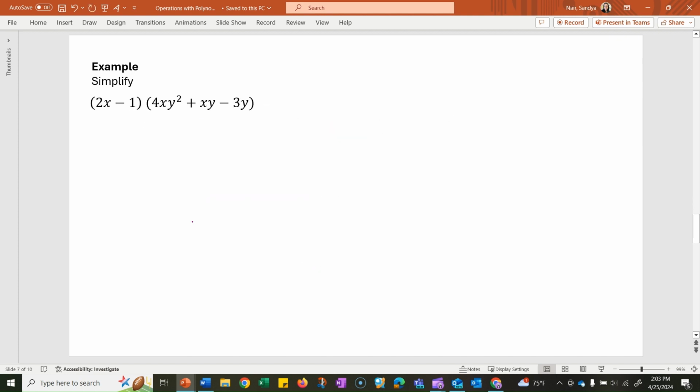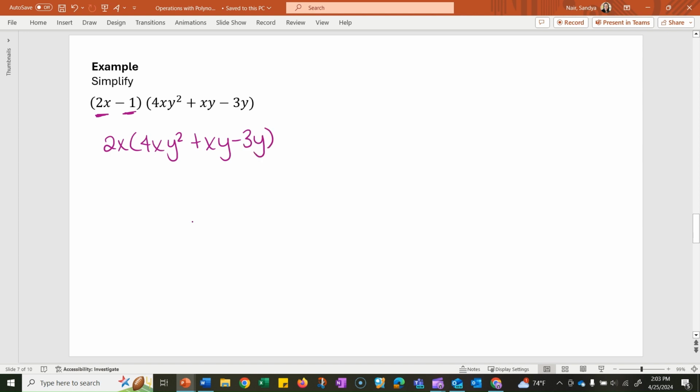Okay, so now let's try this one. This one says to simplify, but you can see what's happening here is I need to multiply these. And so they're not two binomials. So to multiply, I'm going to need to use the distributive property. That means I'm going to take each term in this first binomial and then multiply by the second. So first I'm going to do 2x times the whole thing of the second binomial, or not binomial, sorry, but second polynomial.